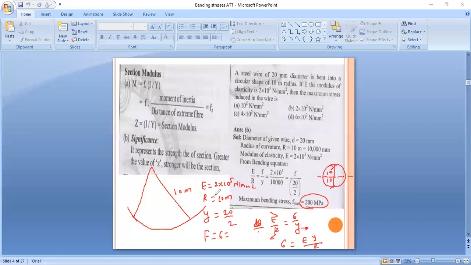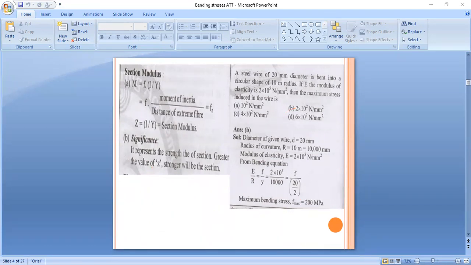So all three parameters are given and you have to find out only stress. The second half of the equation is used here. This is our first problem. Maximum bending stress is 200 MPa, that is 2 into 10 raised to 2 Newton per square mm. Option B is the correct answer. Then we will see the second question.